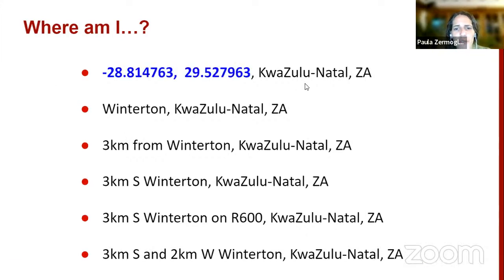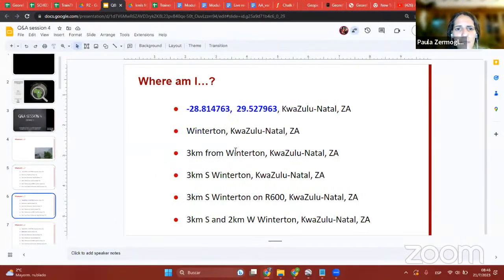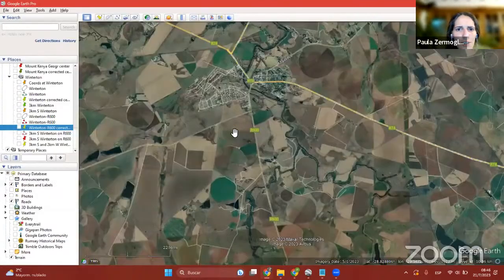So I'm going to start with the first one. And as you well said, this is coordinates only type. Why? Because the most specific part of this description are the coordinates. So I'm going to switch between the presentation, Google Earth and the calculator so that we can georeference these locations. We're at coordinates only, and I'm going to go to Google Earth here.